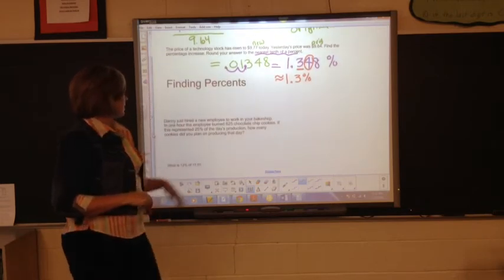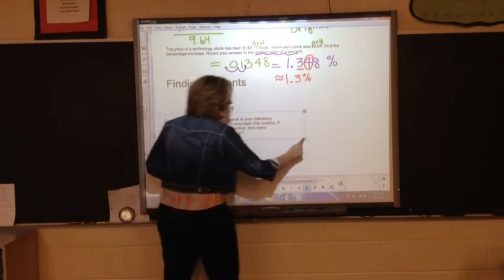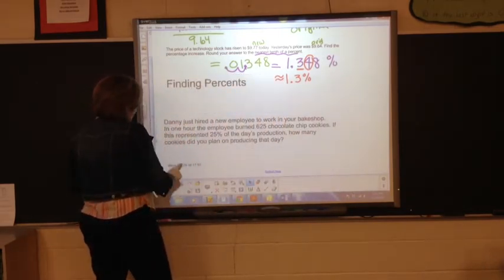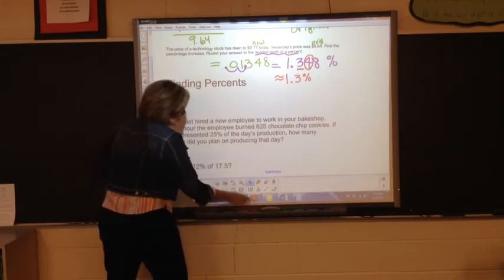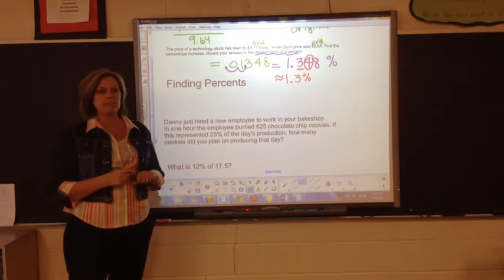Finding percents. Now, when you learn about percents, we actually use 2 methods to find percents. The first one is a proportion method.